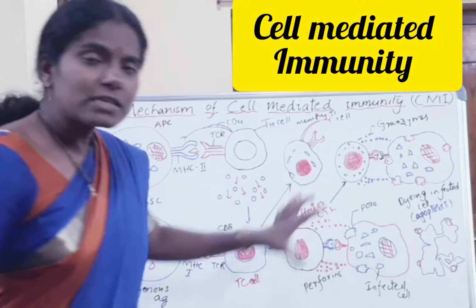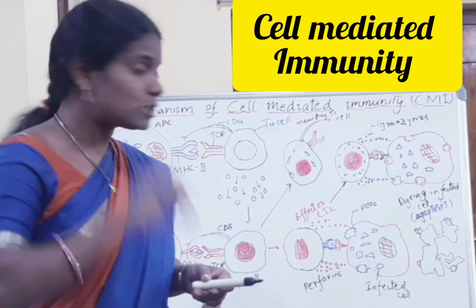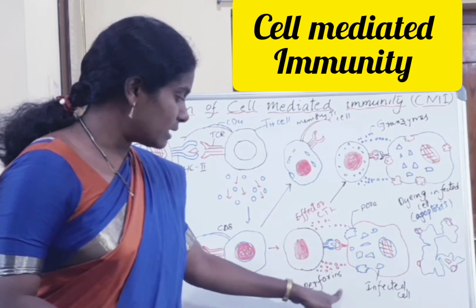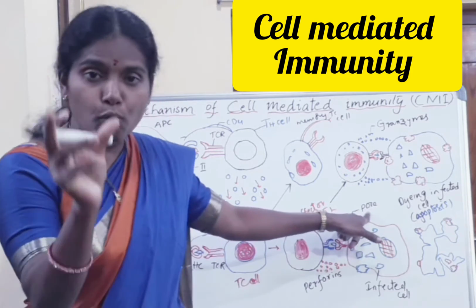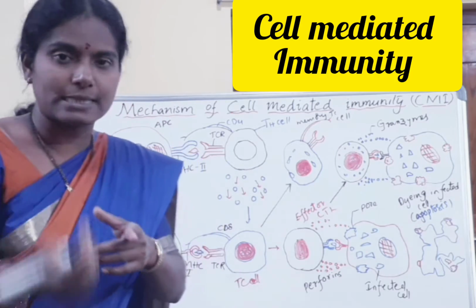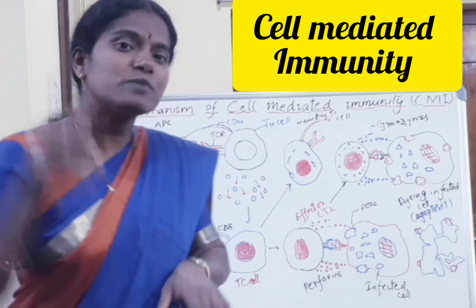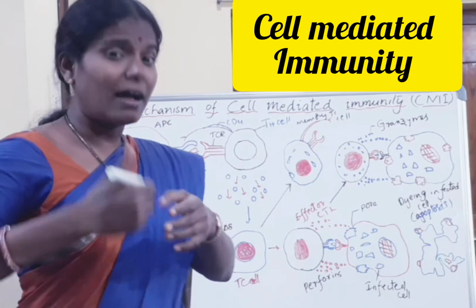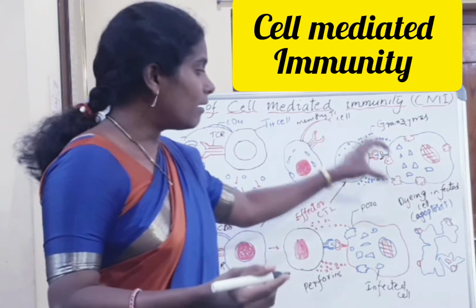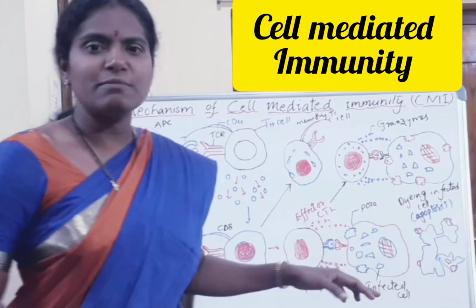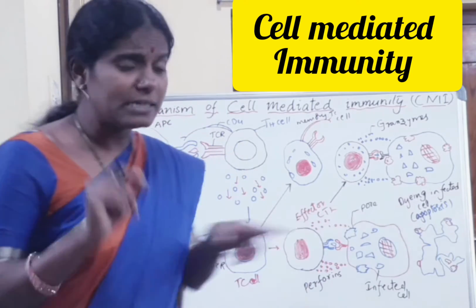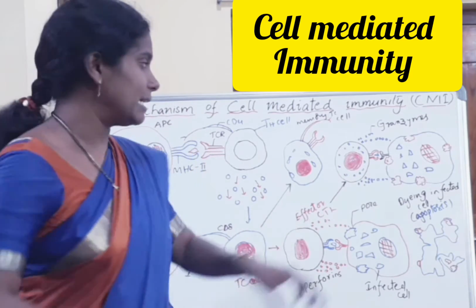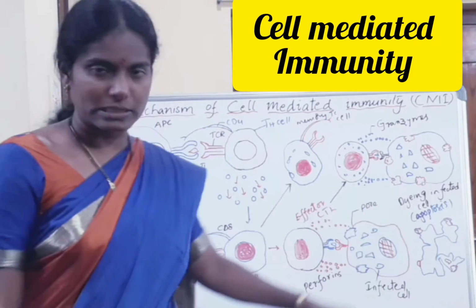This effector cytotoxic T lymphocyte releases two types of proteins called granzymes and perforins. These perforins make holes and pores in the infected cell. With the help of those pores, the granzymes enter into the cell and kill the antigen, and finally kill the infected cells and cancerous cells, which leads to apoptosis. One new term I am introducing to you is apoptosis. It is nothing but the dying or killing of infected cells or cancerous cells in this process.